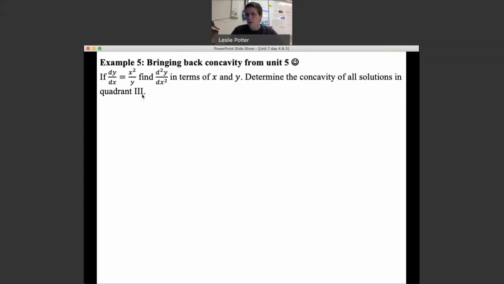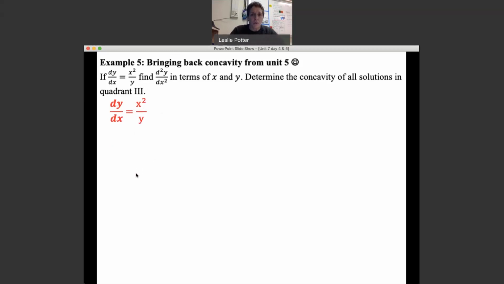So we have to know something about quadrant 3. That's the lower left-hand part of your coordinate plane. Okay, so we'll start with the first derivative. It's x squared over y. I have to differentiate this. It requires the quotient rule. So we're going back to our implicit base, right? Because we have a derivative in terms of x and y. Not only am I getting a quotient that I can do quotient rule for, but I have a y in this here, so I have to do this implicitly.